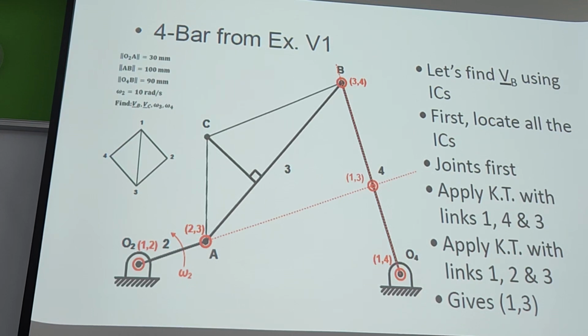Okay, so we know 1, 2, 2, 3, 3, 4, and 1, 4. Now you can draw a dotted line here through 1, 2 and 2, 3, so 1, 3 should be on this line. Now you know 1, 4 and 3, 4, so 1, 3 should also be on this link, a dotted line again on the link itself. Now you can see the instantaneous center for 1 and 3 will be on link 4 in this case.